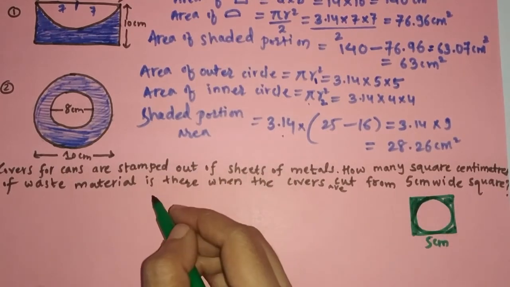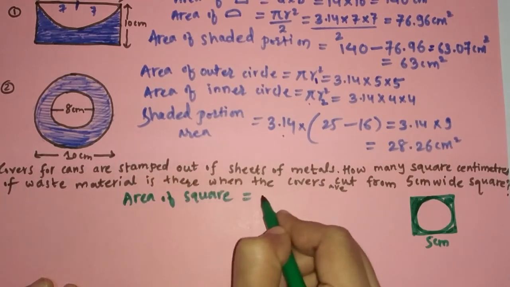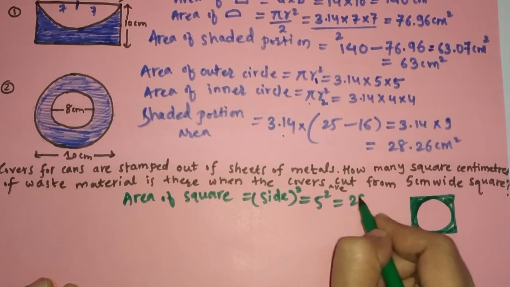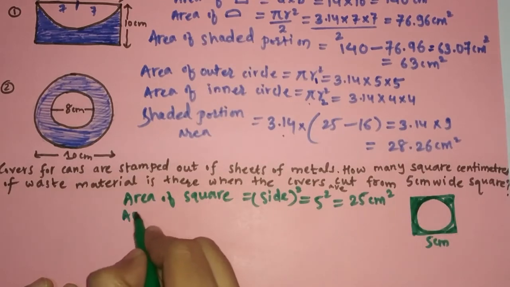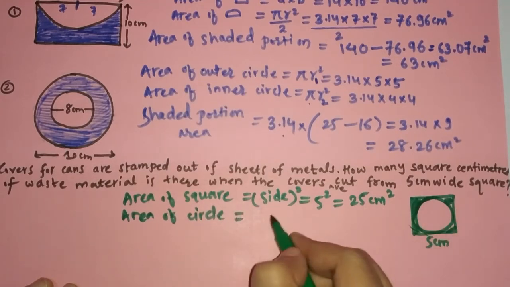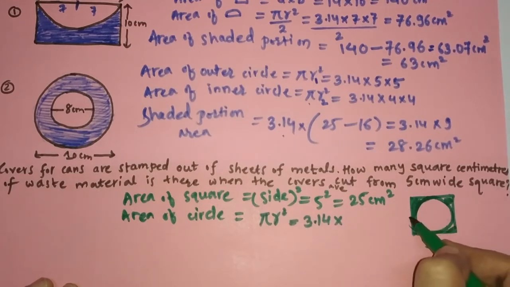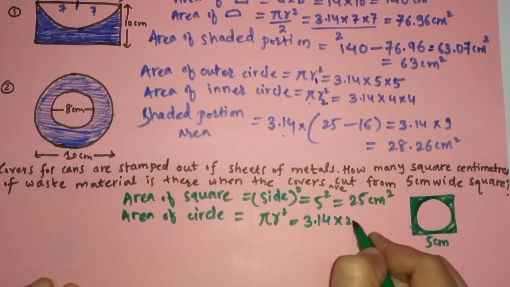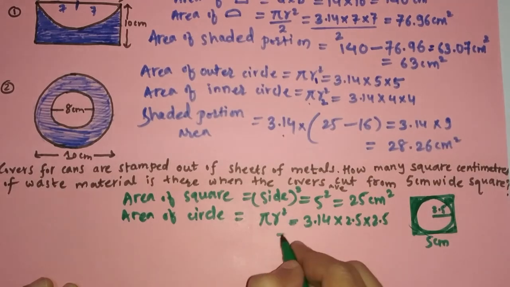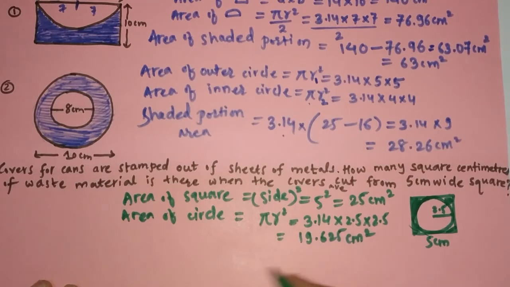So what we'll do, we have to find the area of the square first. The area of the square is side square. So here side is 5, squared, so we'll get 25 centimeter square. Now the area of the circle we'll take, the circle which is inside, one can's cover, pi r square. Pi we'll take 3.14. And if you see, this total diameter is 5, its half is going to be 2.5 into 2.5. After calculation you will get 19.625 centimeters square.